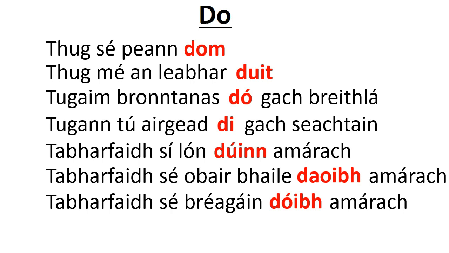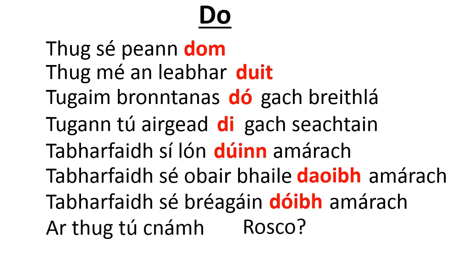Now, if we want to say to, but we're not talking directly about me, you, so like to Roscoe, we're using a name, or to the teacher, we say do. So, ar thug tú cnámh do Roscoe? Did you give a bone to Roscoe? Ar thug tú cnámh do Roscoe? Now, if we wanted to use a word where we would need to use the word an, so ar thug tú cnámh don mhadra, because we need the an for the dog, do and an becomes don. Ar thug tú cnámh don mhadra?